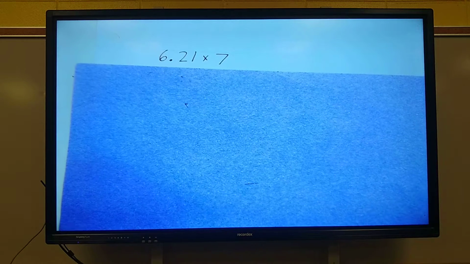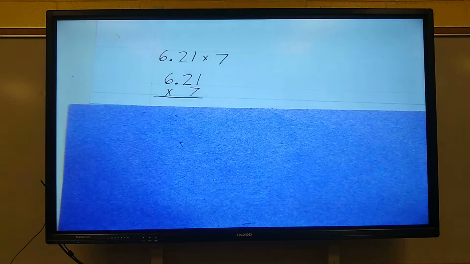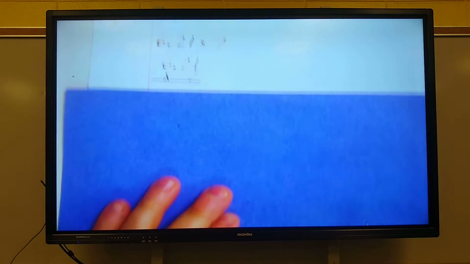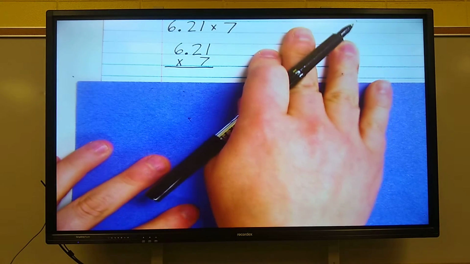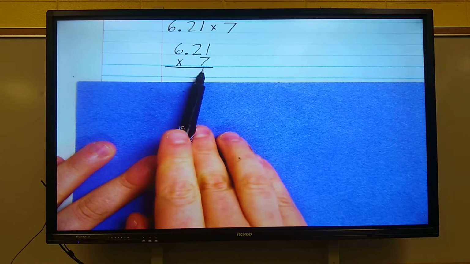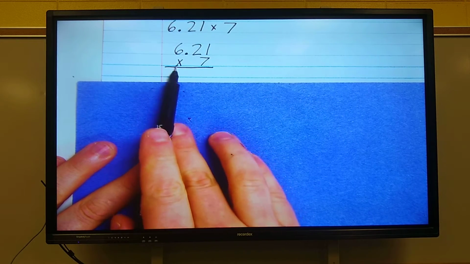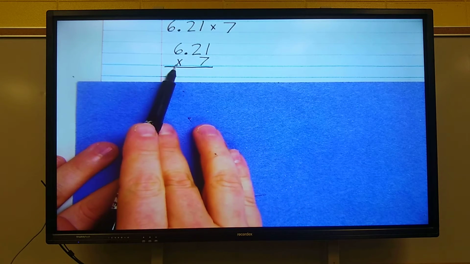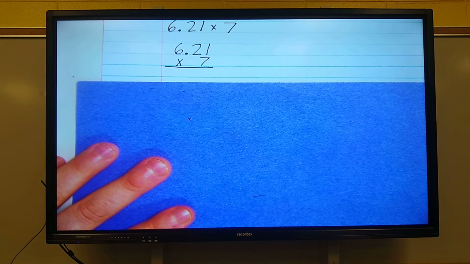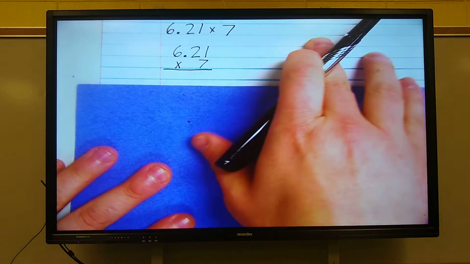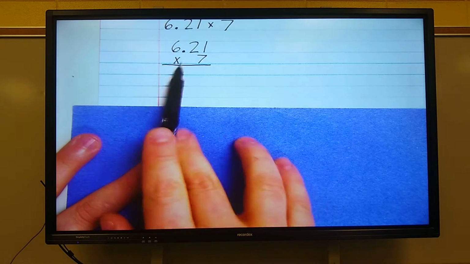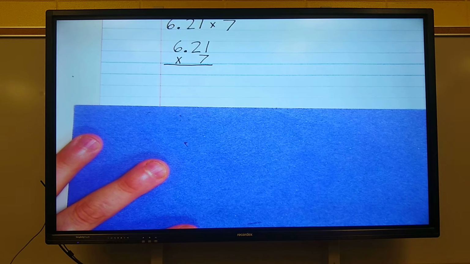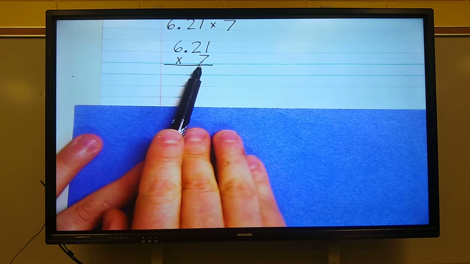6 and 21 hundredths times 7. When I line it up, this is what it's going to look like. I did not line up the decimals. If I were adding or subtracting, this 7 would be underneath this 6 here. But since I'm multiplying, I do not line up the decimals. I just put the smallest number of digits under the largest number of digits. So, there's only one digit on the bottom.